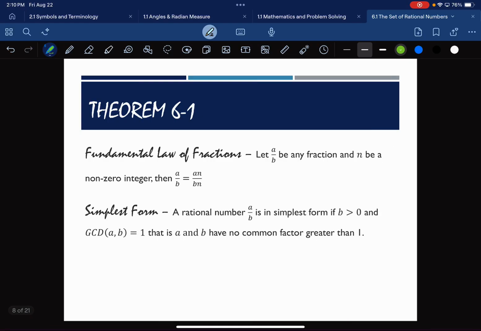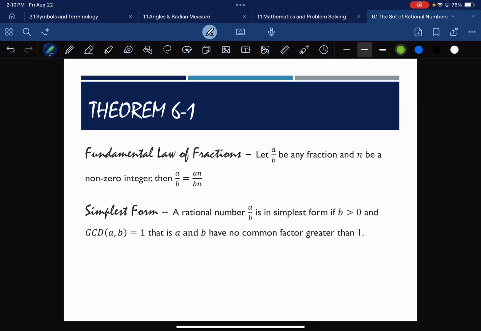Okay, the fundamental law of fractions says the following. Let a over b be any fraction and n be a non-zero integer. Then a over b is equal to an over bn. You've seen this used a lot. It's how we would change denominators to match another denominator when we're adding and subtracting, which is exactly what we're going to use this for in 6.2.